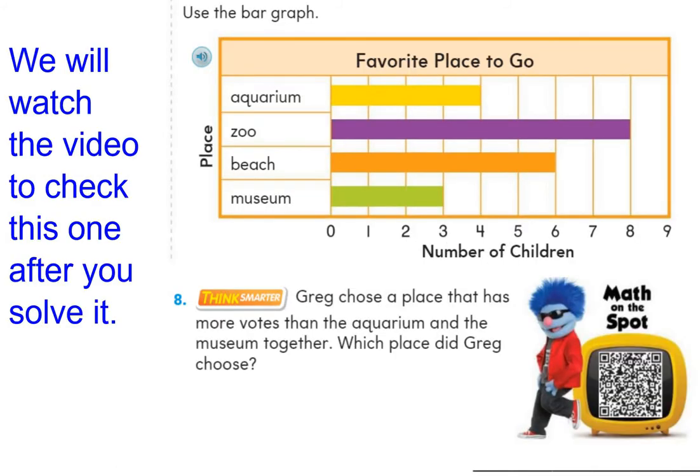Okay. Greg chose a place, these are my favorites, that has more votes than the aquarium. Okay, so here's the aquarium. Okay, so we only have 2 choices if it's more. It's going to either be the zoo or the beach. Okay.